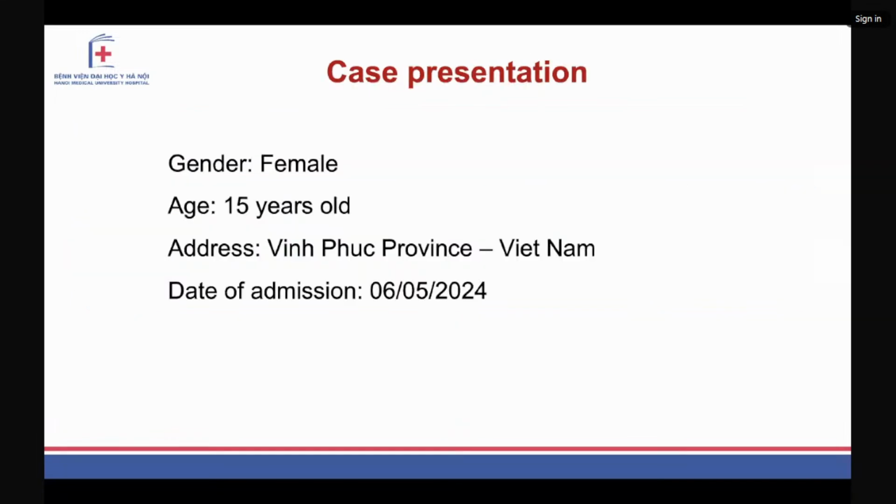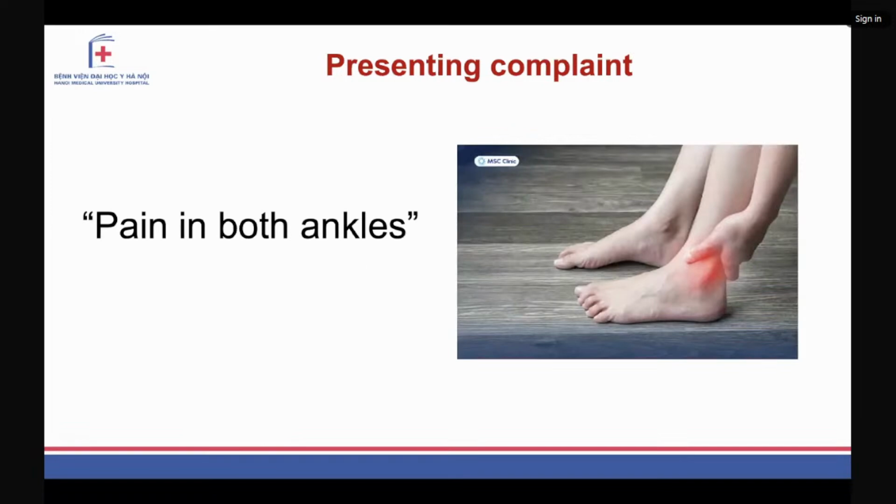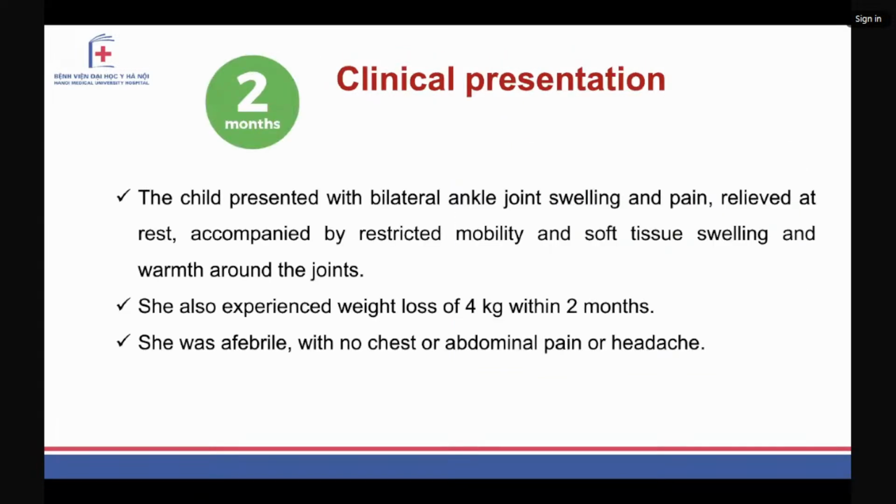Our patient is a girl, 5 years old, from Vĩnh Phúc province, Vietnam. The patient presented with pain in both ankles, which was the main reason for hospital admission. Two months ago, the child presented with bilateral ankle joint swelling and pain, relieved at rest, accompanied by reduced mobility and soft tissue warmth around the joint.